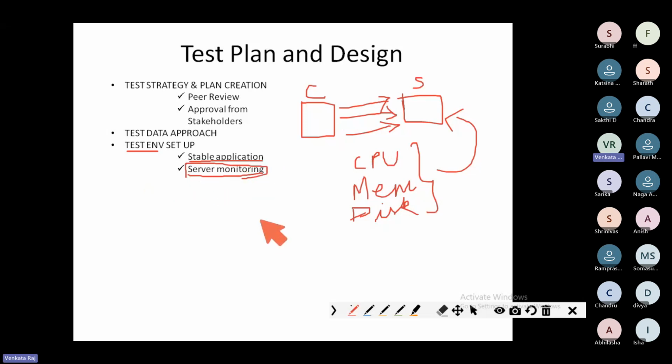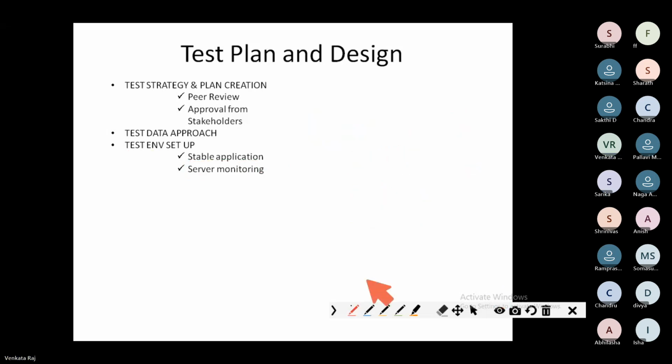Now, how will you get server side metrics? You can only get them if your servers are monitored. All of you clear? Server monitoring should be there on your servers so that during your performance test, you can find out how these servers are responding. All of you clear? Next. You need to ensure that a stable application is deployed on your test environment. You need to ensure that server monitoring is in place.